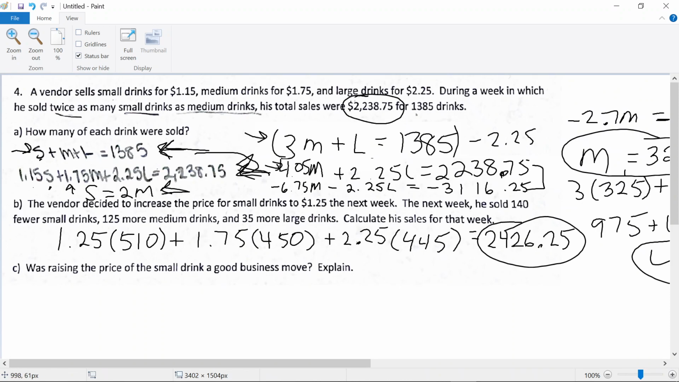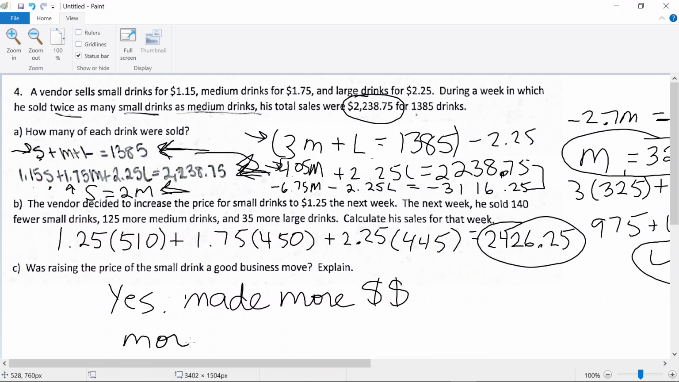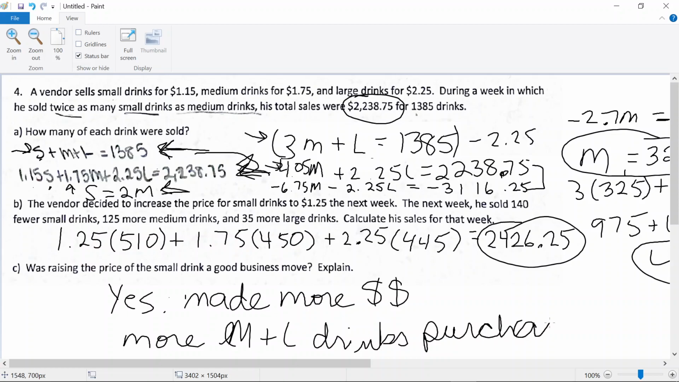So was raising the price of the small drink a good business move? Well, from the information that this gives, yes, made more money. Why made more money? Because people bought more larger drinks, medium and large drinks purchased. Now again, to really figure this out, you have to know the profit, but this question doesn't give the profit. So that's it. That's number 4.